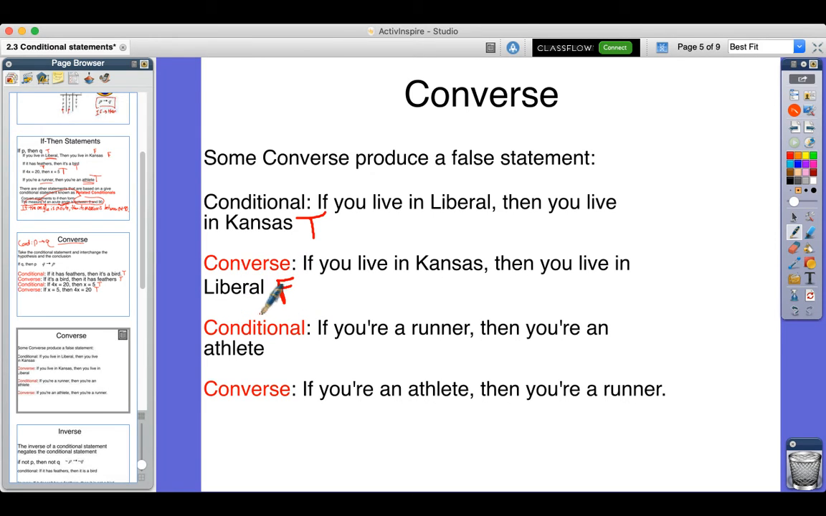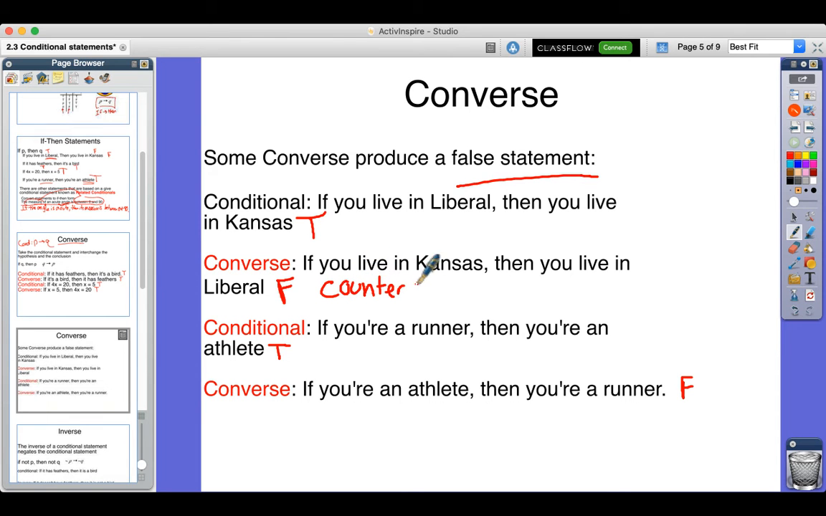All right. Now, conditional statement: if you're a runner, then you're an athlete. We're going to say that's yes. But if you're an athlete, then you're a runner? No. The way we prove these true or false is that all we need is one example, what's called a counterexample. So if you live in Kansas, then you live in Liberal. False. What's my counterexample?